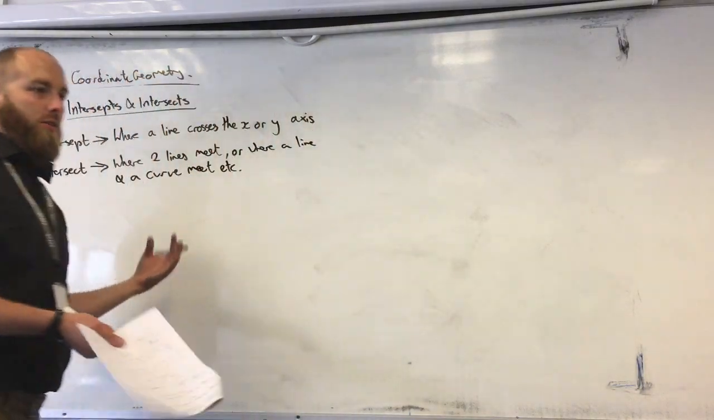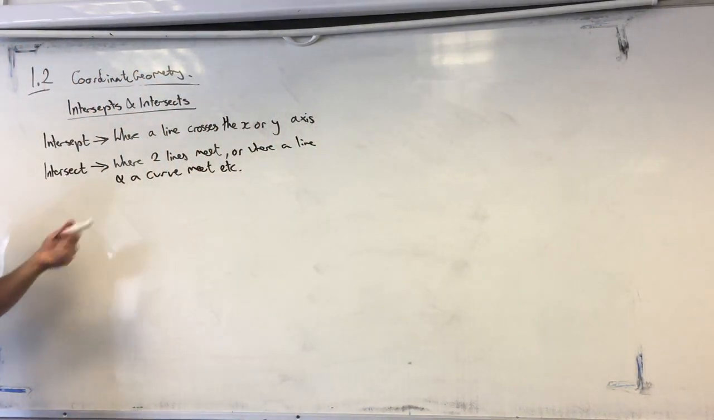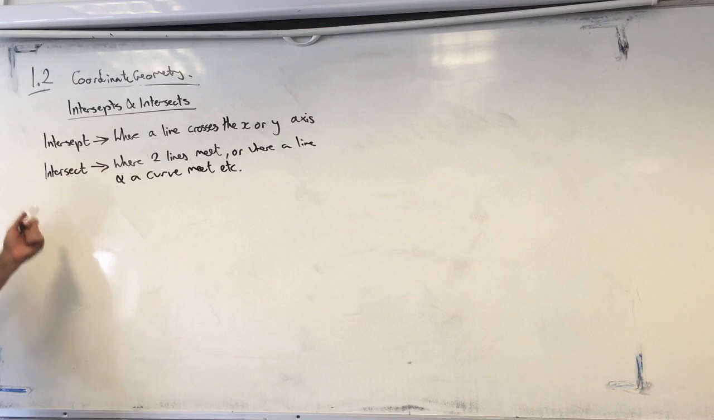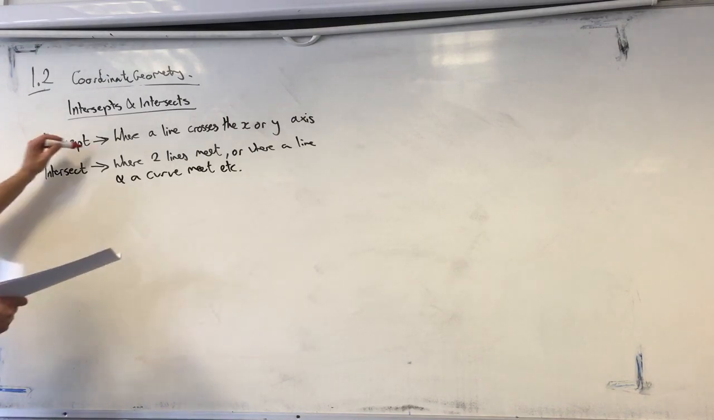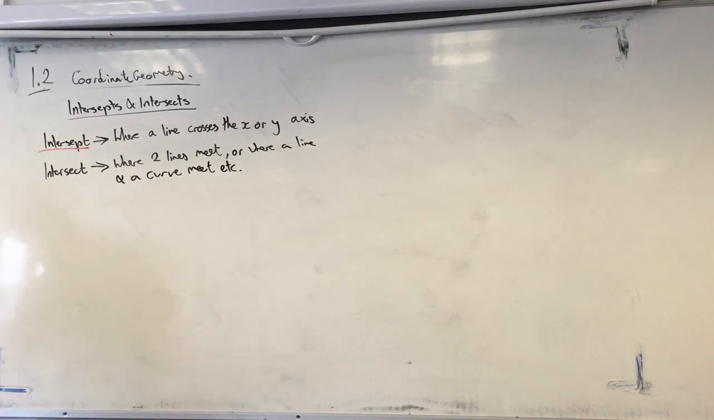So any two things on a graph crossing is an intersect. When a thing on a graph crosses an x or y axis, it's called an intercept. So it's all about crossing over things. So first of all, we're going to look at intercepts. Intercepts first of all.